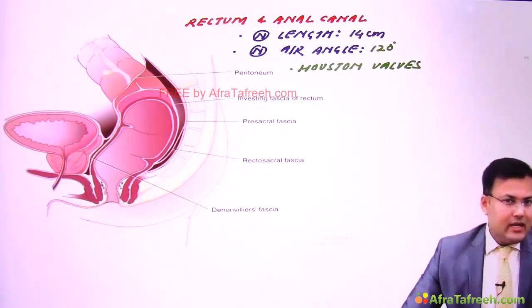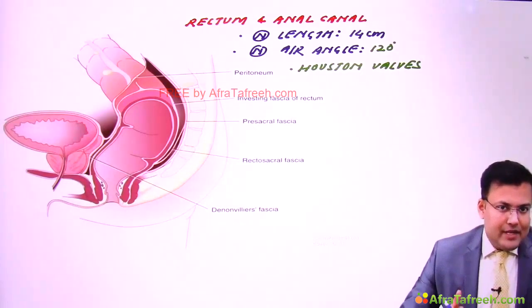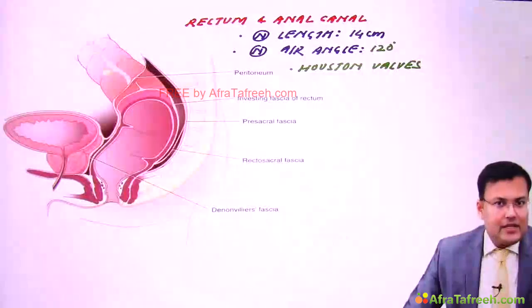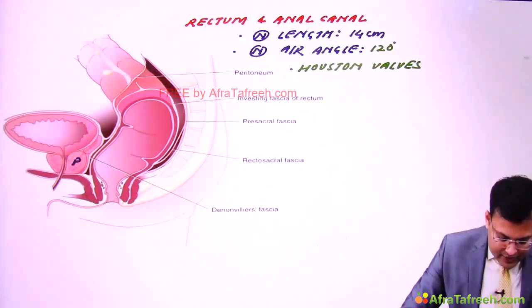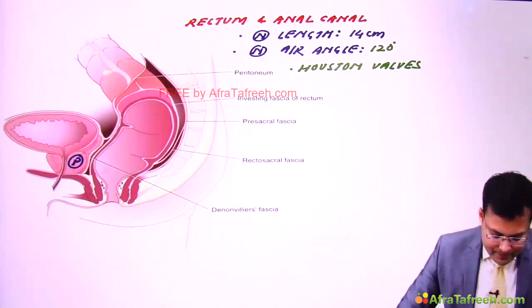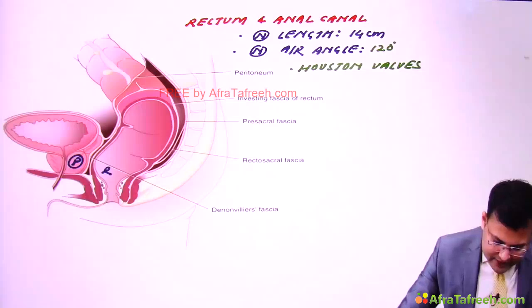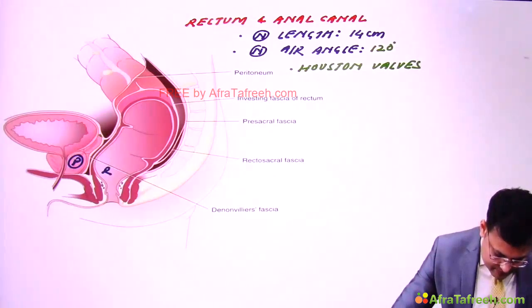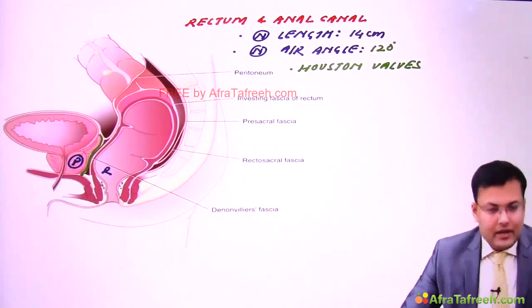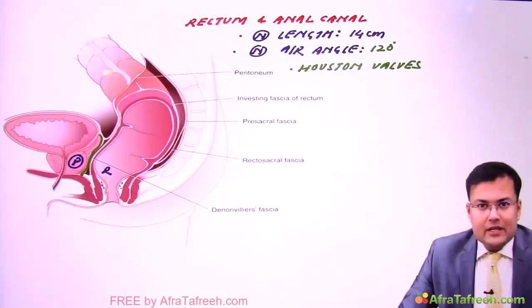After that, you can see that there are two fascia in relation to rectum. If you see anteriorly, this fascia is going to separate what? Prostate in males and vagina in females from rectum. Can you see, this is the fascia, this green colored fascia. So what's the name? This is known as Denonvilliers fascia.